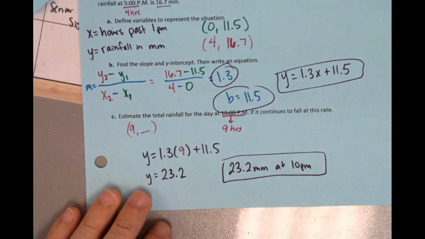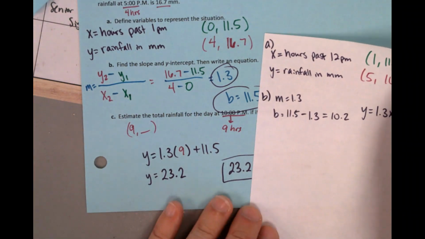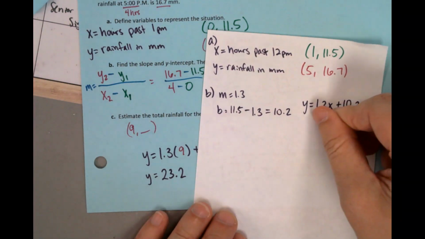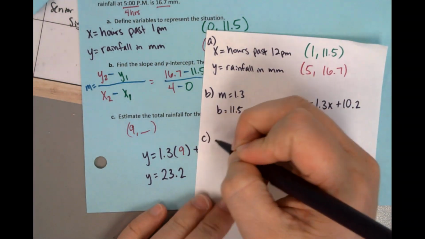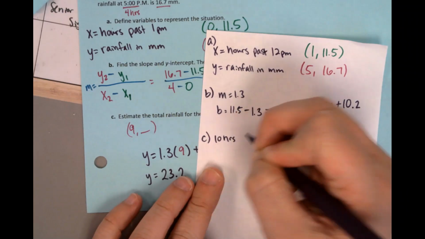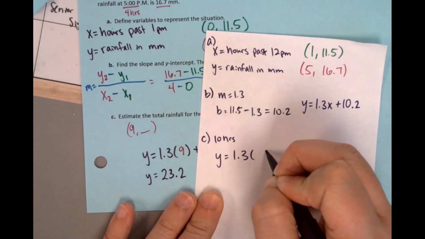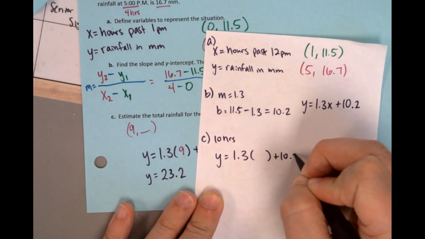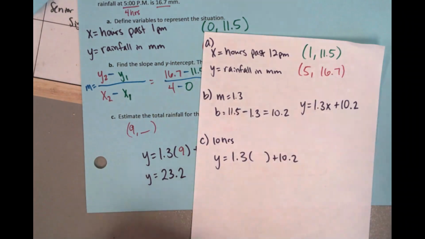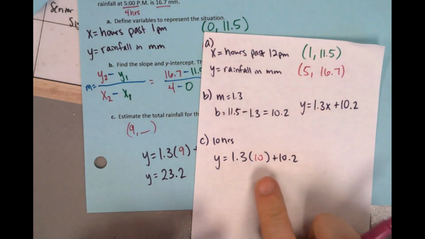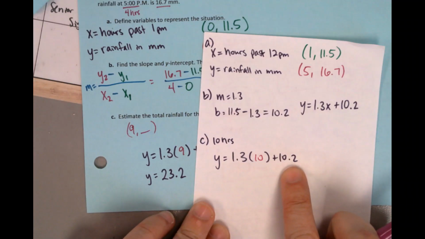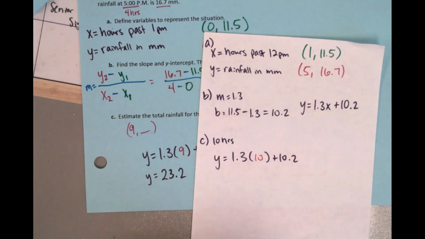If you were working with me and you started at noon instead of at 1, then 10 p.m. is 10 hours later. So you have y equals 1.3 times 10, plus the adjusted y-intercept. And because we had already adjusted our y-intercept, we actually get the same exact answer.